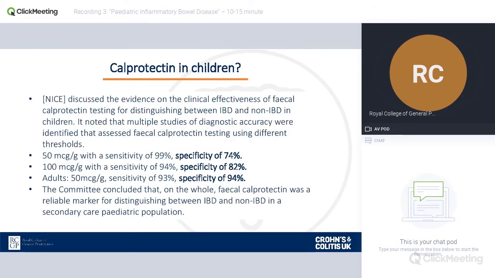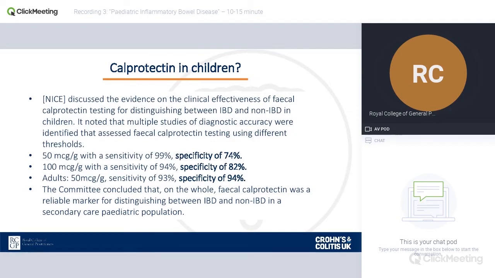So IBD in children, we have covered some aspects of that in the previous one, particularly in the diagnosis of it as well. We'll jump straight into Calprotectin testing, because that's something people often ask me at events and when talking to colleagues: can I use Calprotectin in children? And the answer is yes, but, which is often the answer in medicine anyway, isn't it?